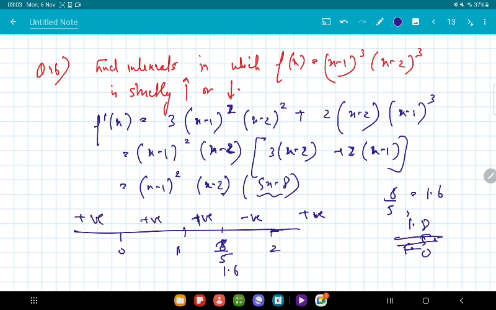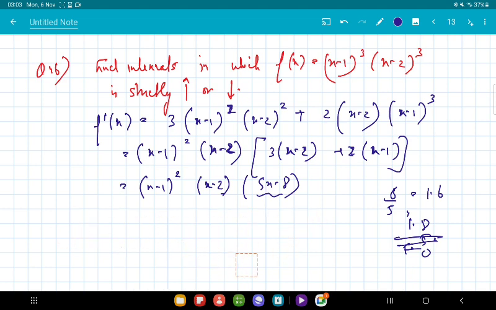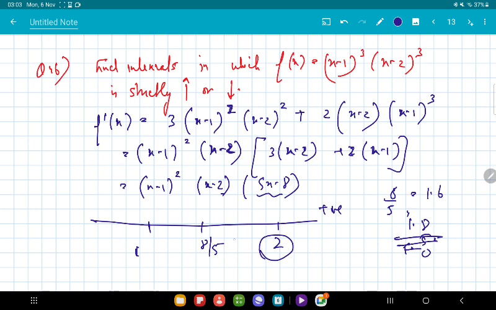So always remember here, I'll explain everything to you again if you do not understand it. This is 1, this is 8 by 5, and this is 2. If you put any number greater than 2, you will get a positive sign. Now check the factor where you are getting 2. The power is 1, an odd number, so positive will convert into negative. This is the trick you can apply.